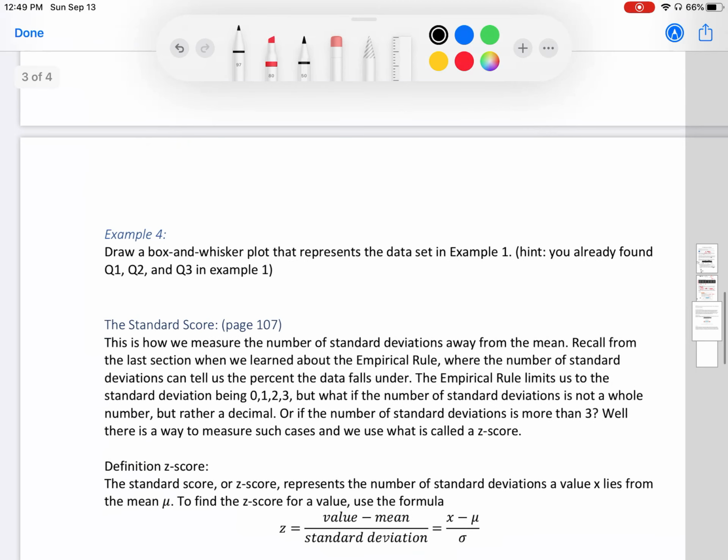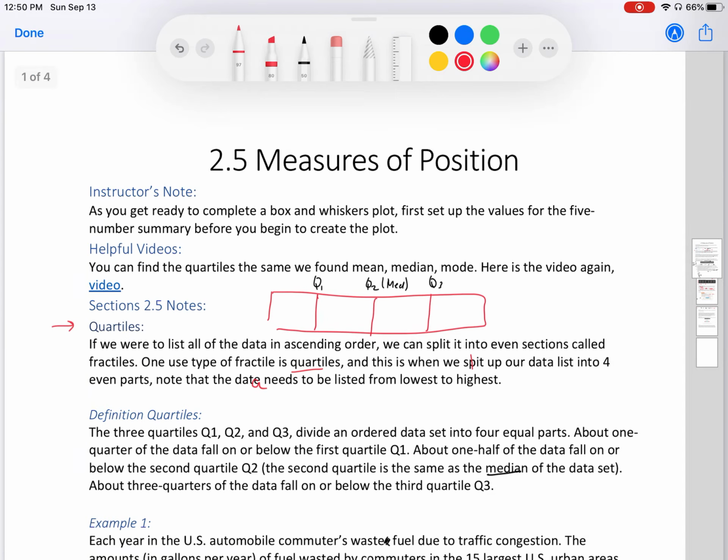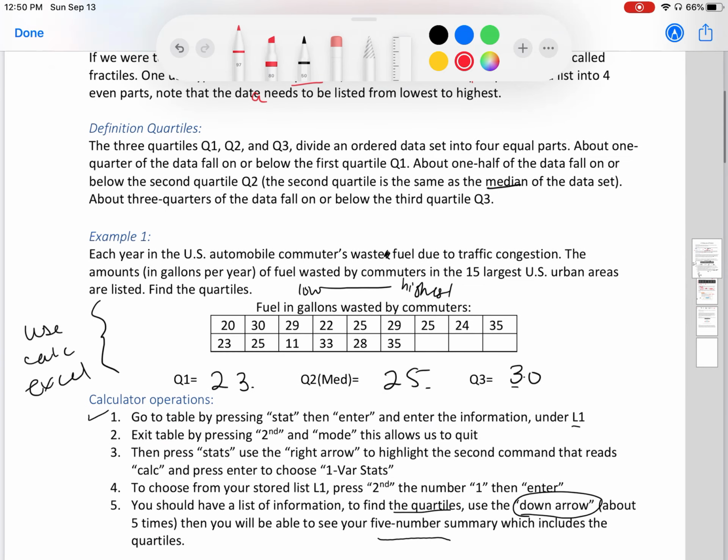So back to our current page, we need those pieces. Q1 is 23, Q2 is 25, and Q3 is 30. We also need the lowest number in our list. The minimum, the smallest number in our list, is 11, and the maximum, the highest number on our list, was 35. And this is referring to the list from example 1 about the U.S. automobile commuter wasted fuel.